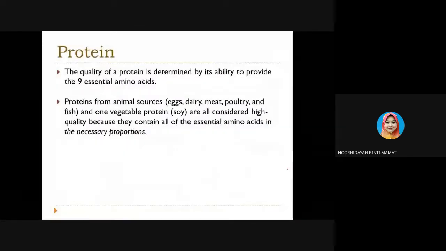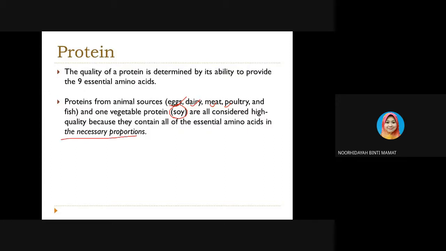So the quality of a protein is determined by its ability to provide the 9 essential amino acids. The 9 essential amino acids cannot be made by the body. As a result, they must come from food. Protein from animal sources, for example eggs, dairy, meat, poultry, and also fish, and one vegetable protein, for example soy, are all considered high quality because they contain all of the essential amino acids in the necessary proportions.